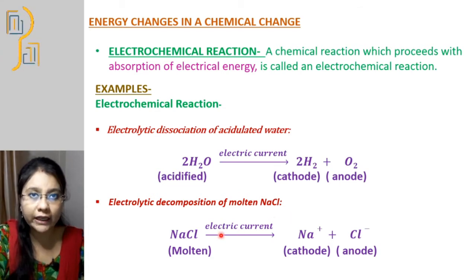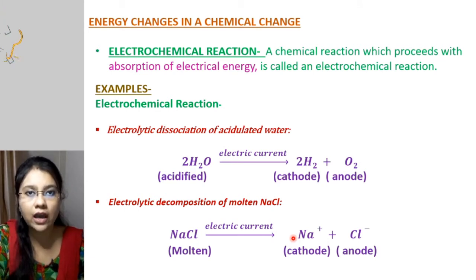When we pass electric current through molten sodium chloride, it dissociates into its respective ions, that is Na+ and Cl-, and gets discharged at respective electrodes, that is Na+ at the cathode and Cl- at the anode. By this time we have already come to know what is a chemical reaction, what is a chemical change, and what are the types of chemical reactions.